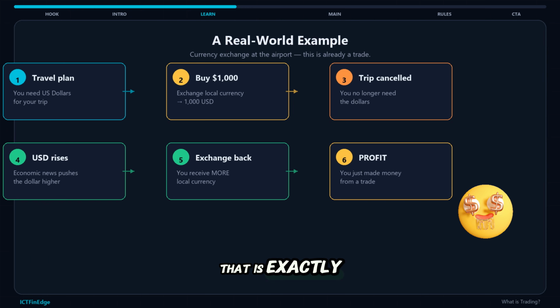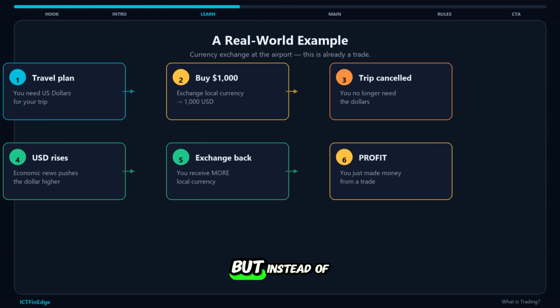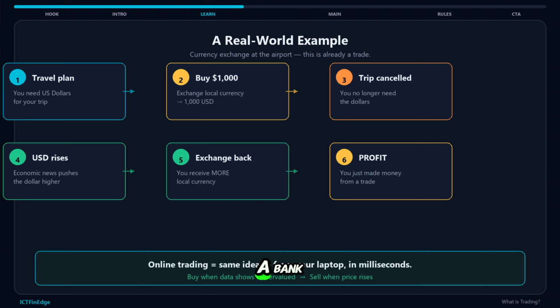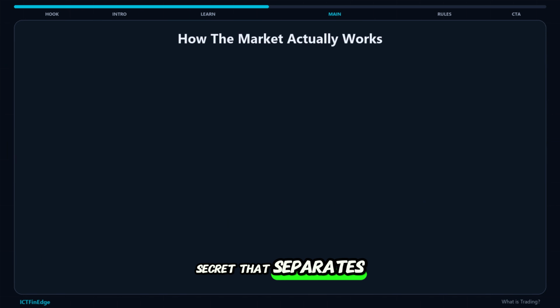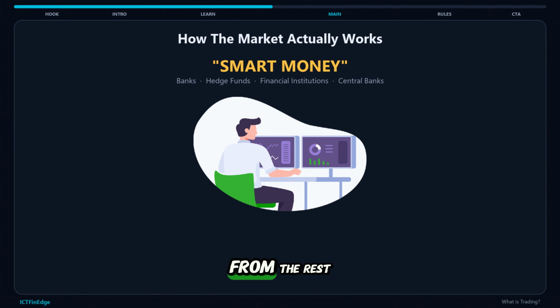That is exactly what we do in online trading. But instead of physically going to a bank, we do it from our laptops in milliseconds. We buy an asset when we believe the data shows it is undervalued, and we sell it when the price rises.